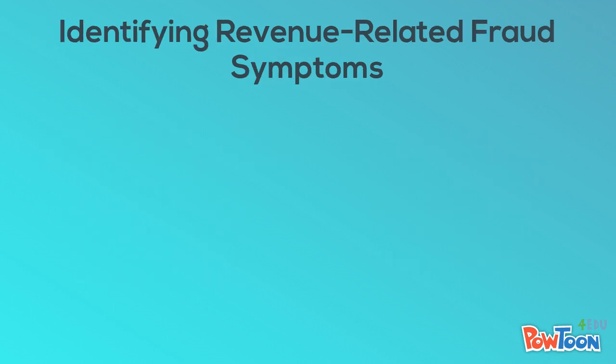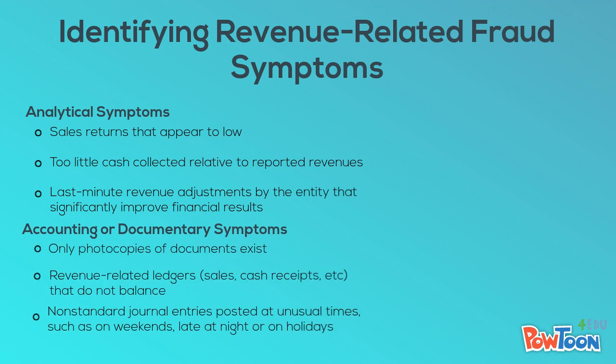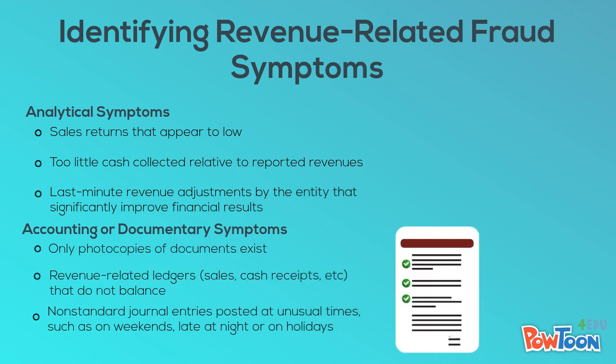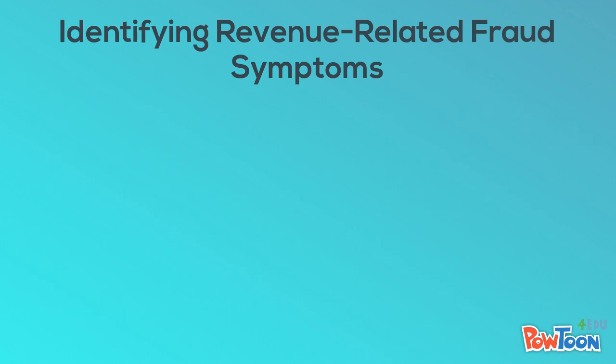There are 6 revenue-related fraud symptoms. Analytical symptoms are economic events, accounting transactions, or financial and non-financial relationships that are unusual. Accounting or documentary symptoms are discrepancies in the accounting records or system and involve such things as missing documents, photocopies where originals should exist, and ledgers that do not balance. When looking for lifestyle symptoms, you need to notice if the perpetrator started to improve their lifestyle.